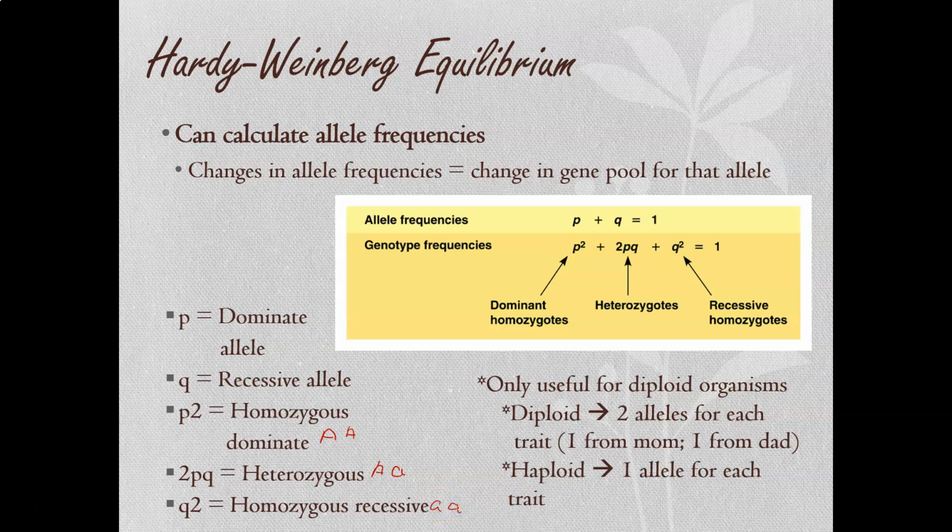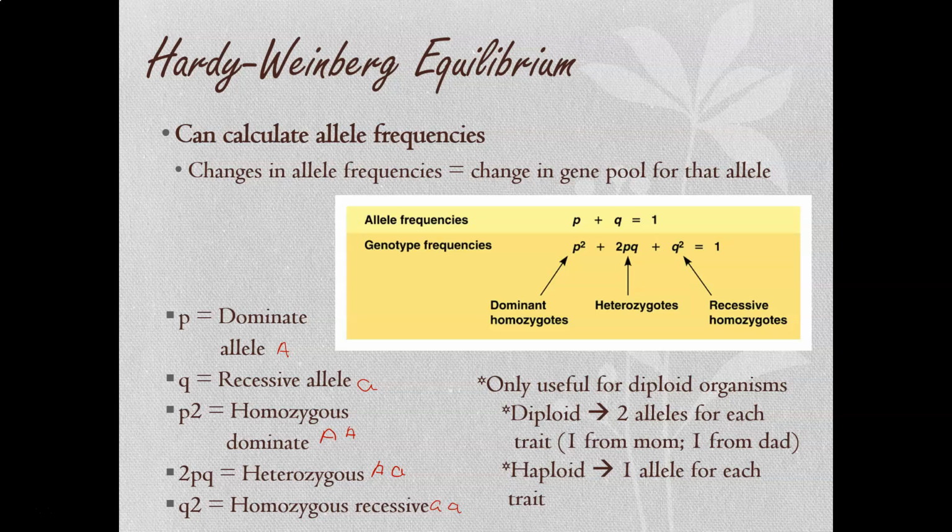So when I'm up here, I'm just looking for the frequency of the capital A. q is just the frequency for the lowercase. And then when I get into those genotypic frequencies, do I have two capitals, do I have one of each, or do I have two recessives? And we use the 2s and the squares in this situation because we're talking about diploid organisms here.